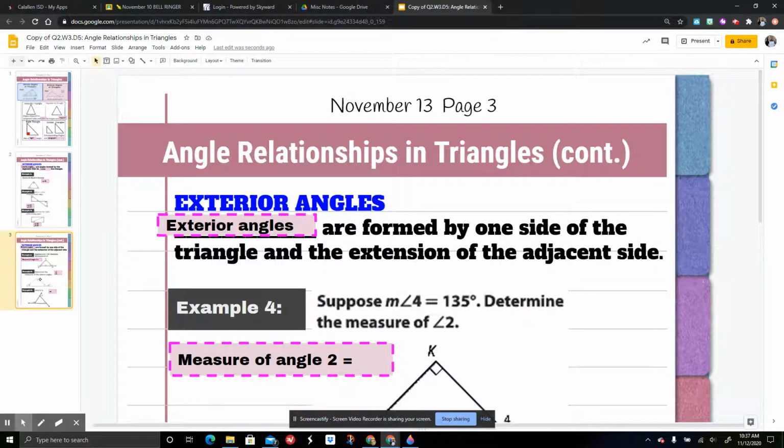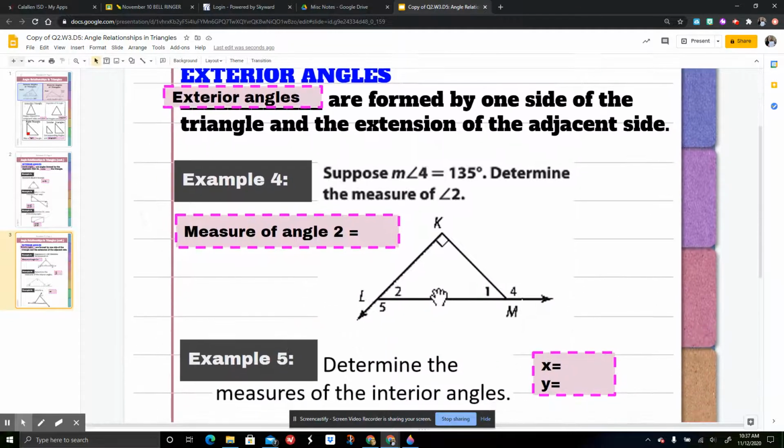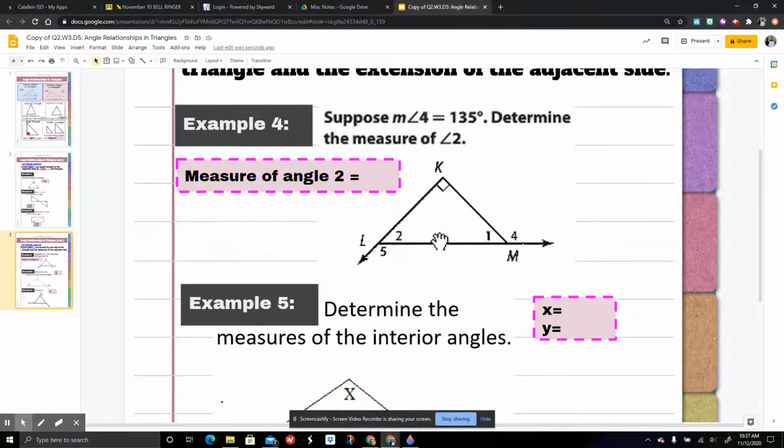So we're going to go back to our third page and look at our examples. Example 4 says, suppose the measure of angle 4 is 135 degrees. I'm going to fill in my diagram with what I know, because that will help me later on. It says determine the measure of angle 2. Well, here's angle 2. And this angle here is giving me some information with a little box. That means it's 90 degrees. And I can work this problem one of two ways. Remember I said these two angles add up to that angle.